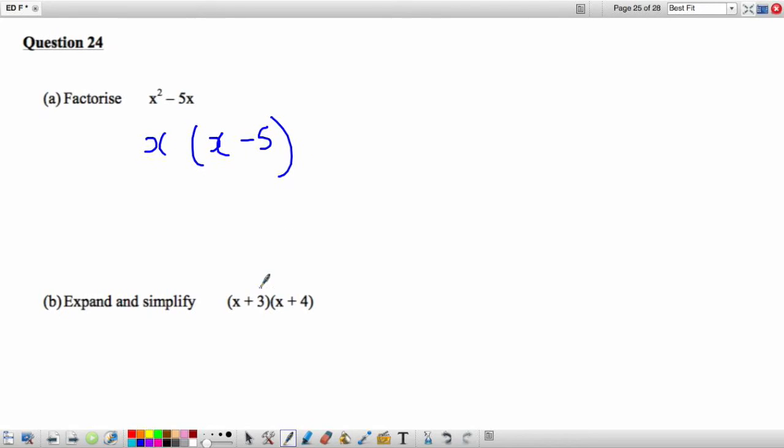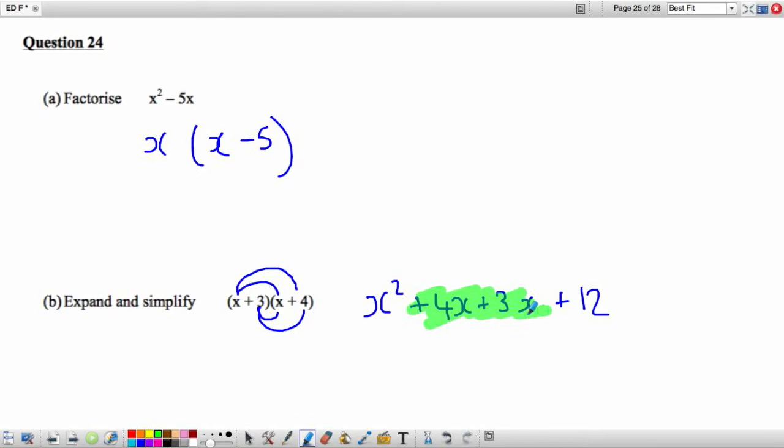Expanding here and simplifying, we need to multiply our x by our x squared, our x multiplied by 4, 4x, our 3 multiplied by x, 3x, and our 3 multiplied by 4, which is 12. We can then simplify by putting our two terms here together, 4x and 3x. Note that everything in here is positive. So we're left with 3 terms as a quadratic, x squared plus 7x plus 12.